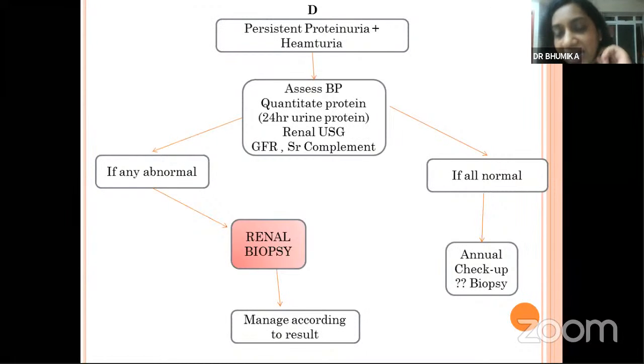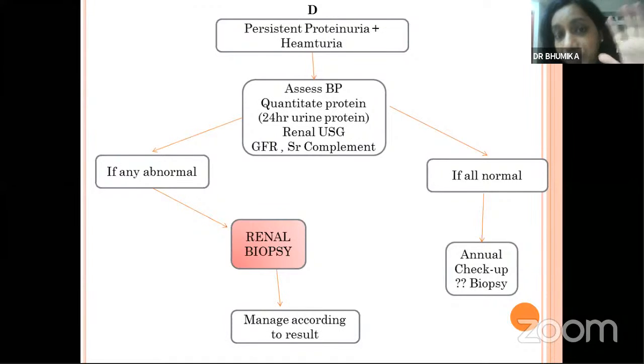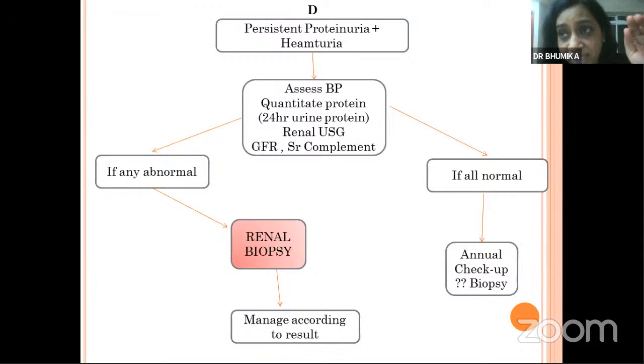Query on biopsy: the KDIGO guidelines tell us to check up the patient annually. But some nephrologists would still prefer a biopsy, because if the complements are normal and the patient continues to have persistent proteinuria and hematuria, certain other conditions like Alport's and Pearson syndromes, which are genetically mutated diseases where we would not get any of the reports to be abnormal, we still go ahead and do a biopsy, at least for the prognostication of the patient.